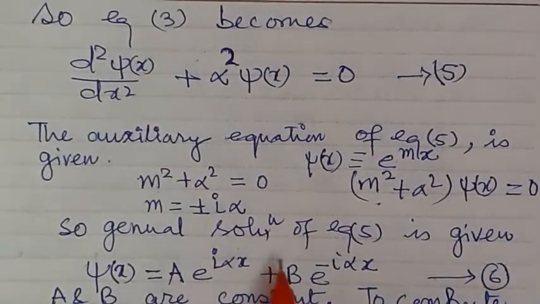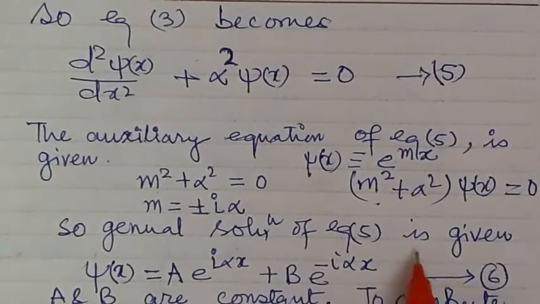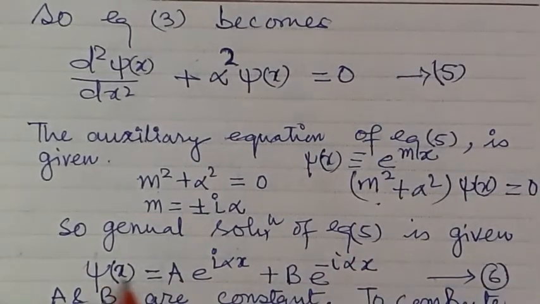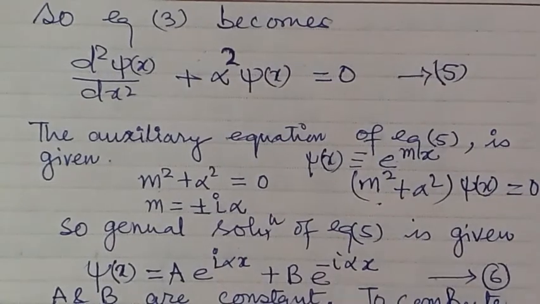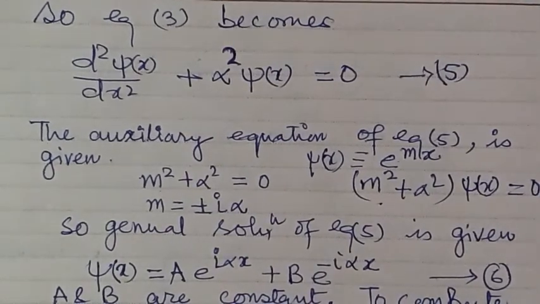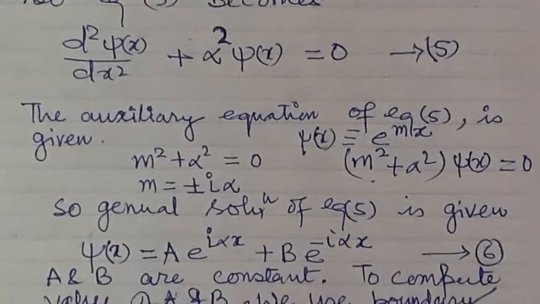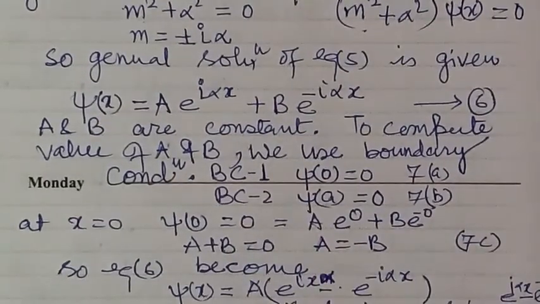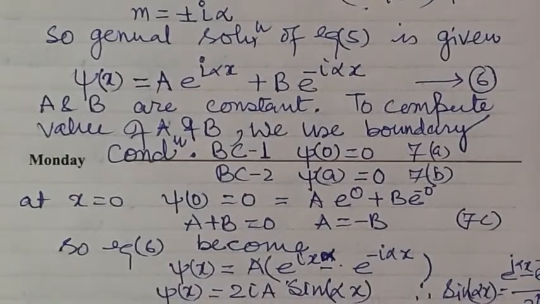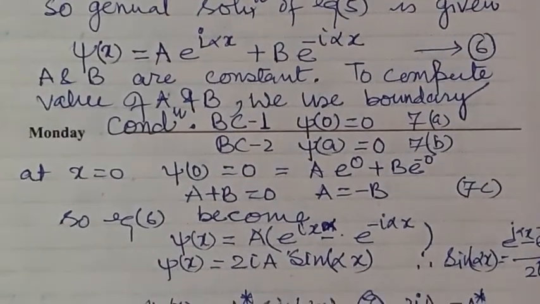Therefore, the general solution of equation 5 is given as psi x equals a times e raised to the power i alpha x plus b e raised to the power minus i alpha x. Let's say this is 6, where a and b are arbitrary constants. Let's try to calculate them by using the boundary conditions.